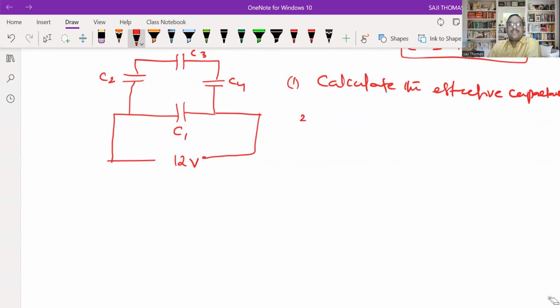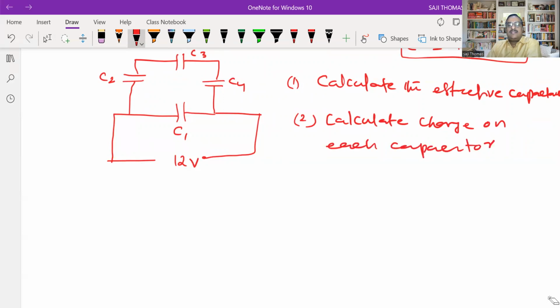Then calculate the charge on each capacitor. Third, calculate the total energy stored in the combination.